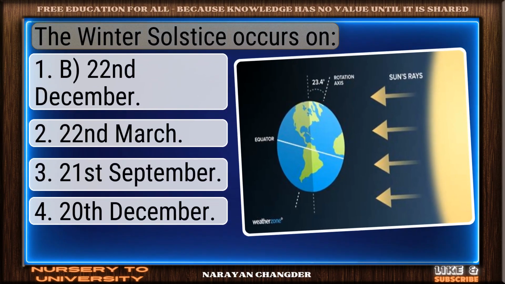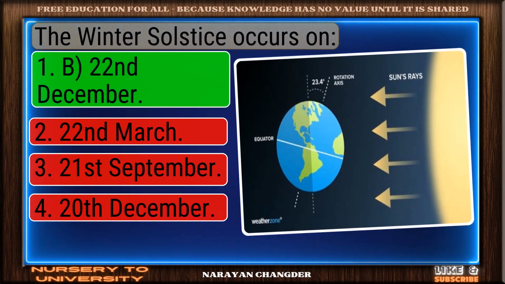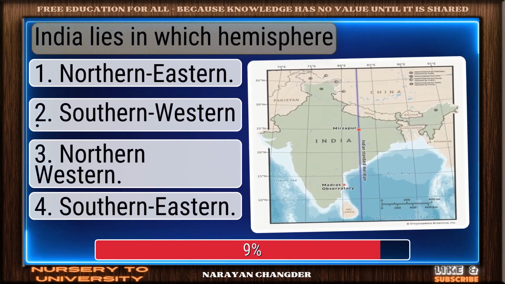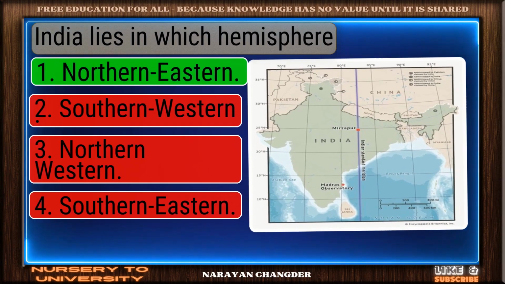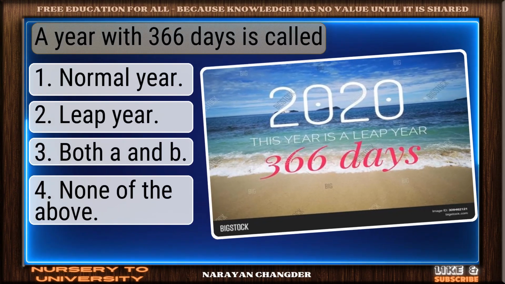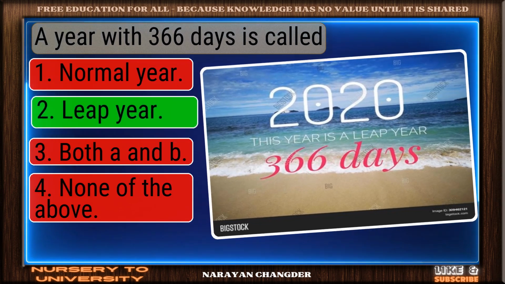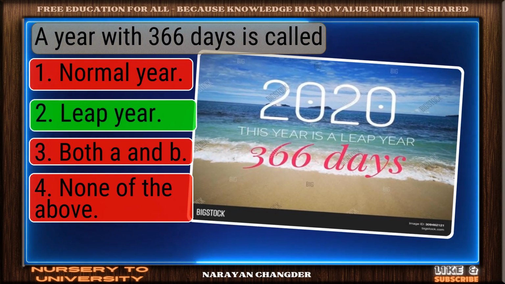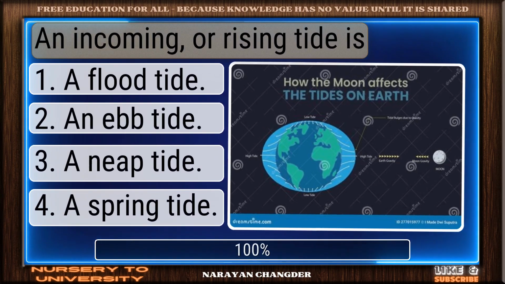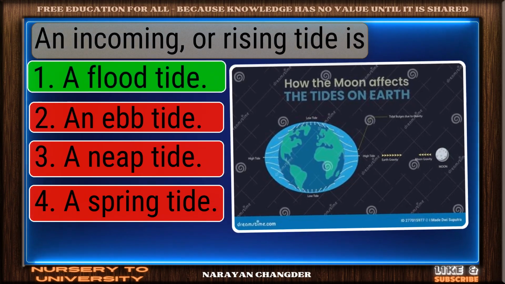The winter solstice occurs on. You chose 22nd December, and it is correct. India lies in which hemisphere? Nicely done. Northern Eastern is a solid answer. A year with 366 days is called? Good job. Your answer leap year works well here. An incoming or rising tide is. Smart move. A flood tide is an accurate answer.